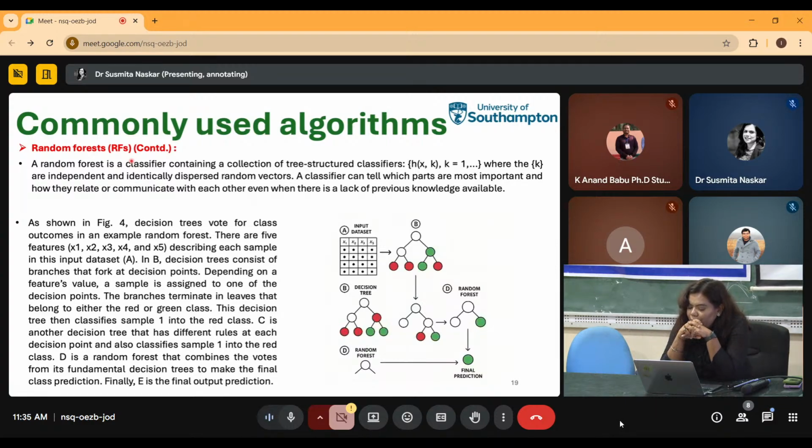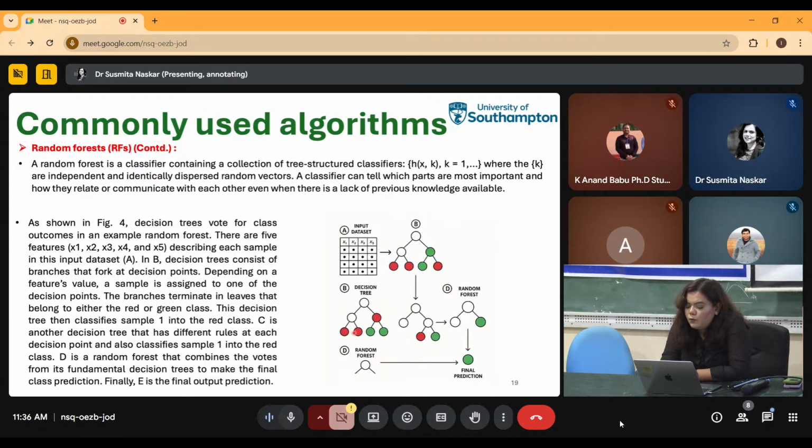So we start with an input data set A, which is described by several features. In this case, we have taken the features x1, x2, x3 to x5. Each decision tree in the forest, like B or C in the diagram, can evaluate these features and branch at each decision point, and assign each sample to one of the branches depending on its feature value, right? And these branches terminate at leaf nodes, which represent the class, for instance red or green, whatever it could be.